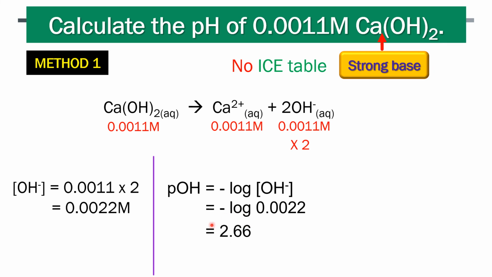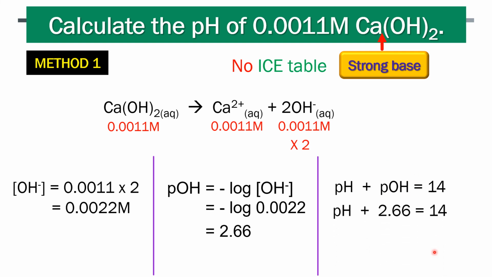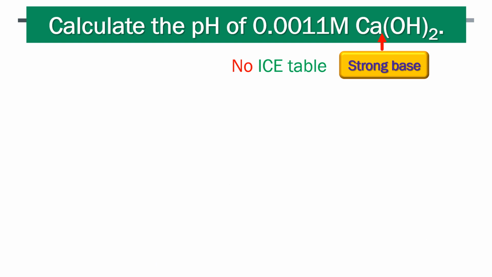Ni baru dapat pOH, soalan nak pH. So, ingat tak kita ada formula pH plus pOH is equal to 14. So, kita substitute value pOH di sini. So, kita dapati pH is 11.34. Now, we go to the second method.